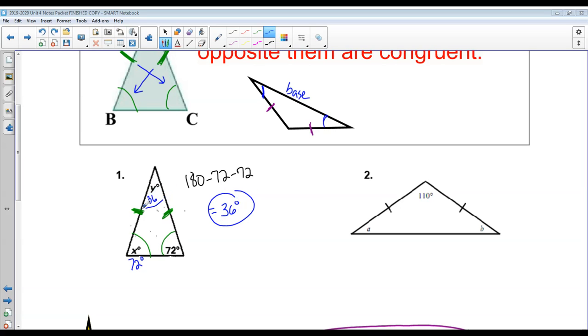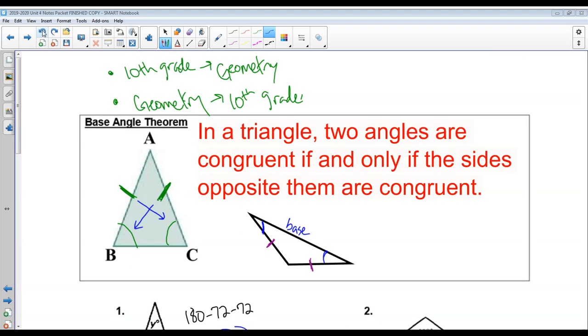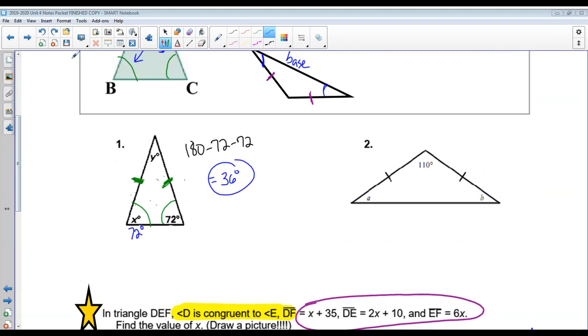This is just a coincidence. This 36 just happens to be half of the 72. It's not always going to be like that. All right, so that's it. And that's all the rules.